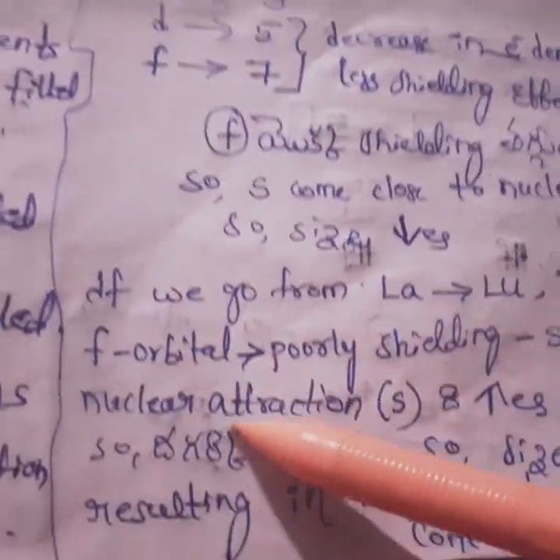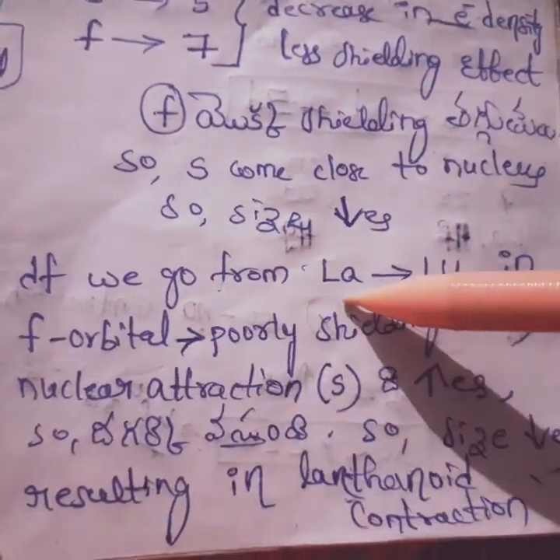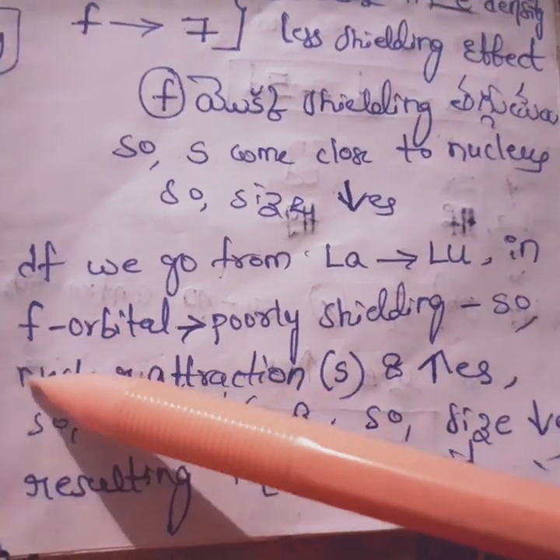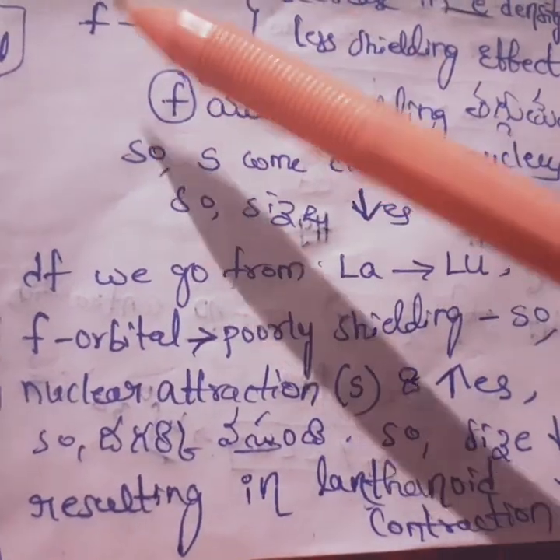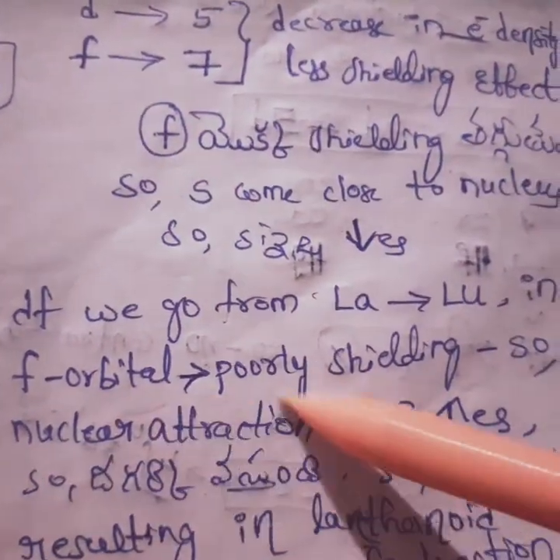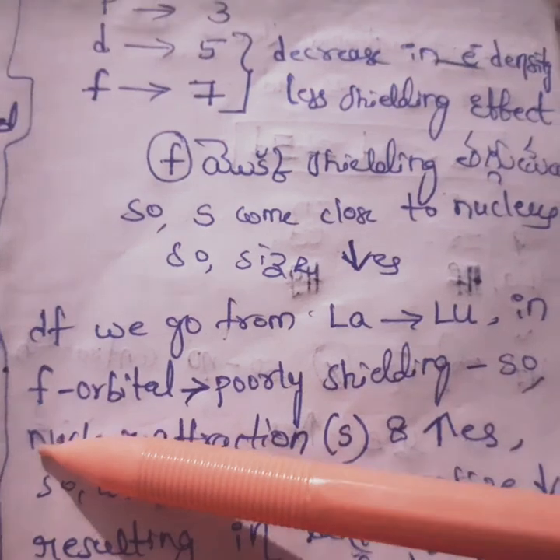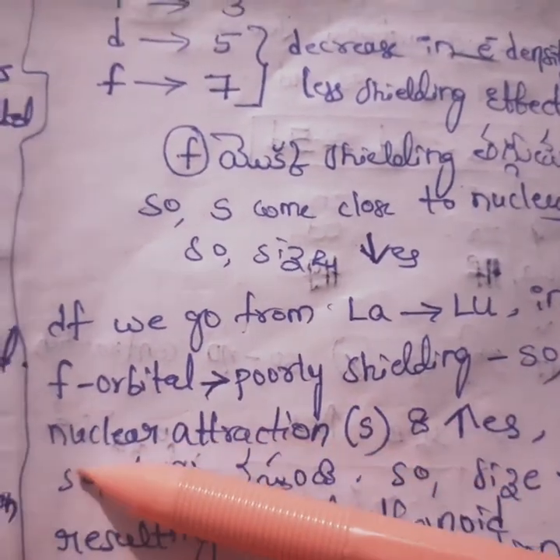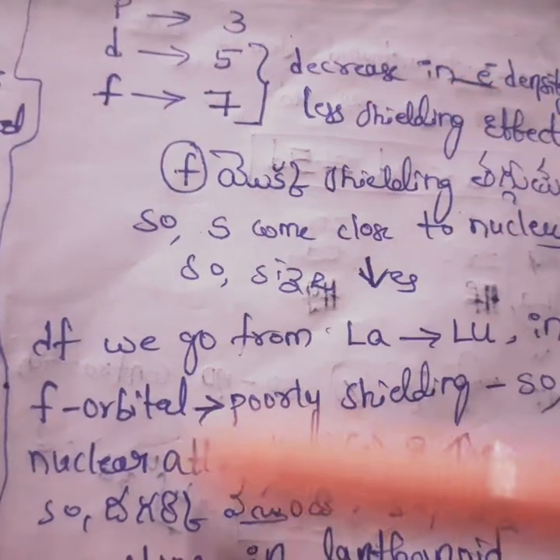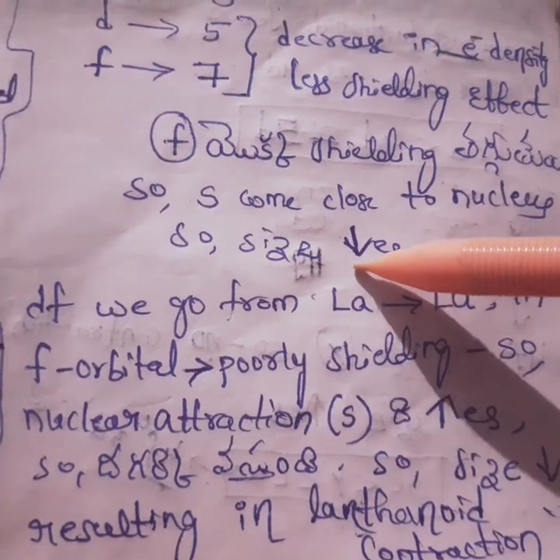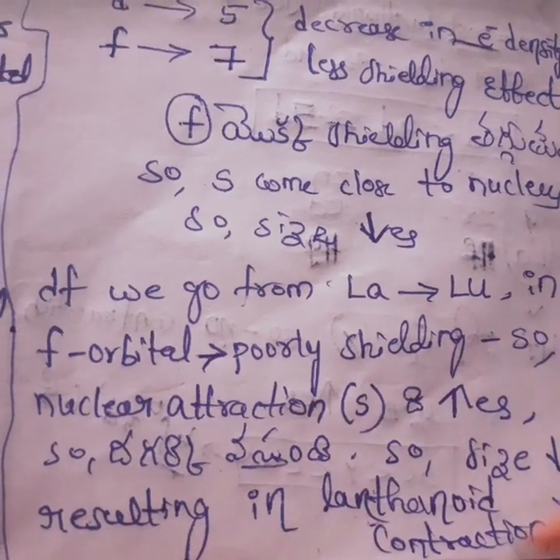Next, if we move from lanthanum to lutetium, this 4f orbital, as I already said, is poorly shielded, means it has a poor shielding effect. If this f orbital is poorly shielded, nuclear attraction of s orbital increases. As this f orbital is poorly shielded, this s orbital has more nuclear attraction. So what will happen? Size decreases and that results in lanthanoid contraction.